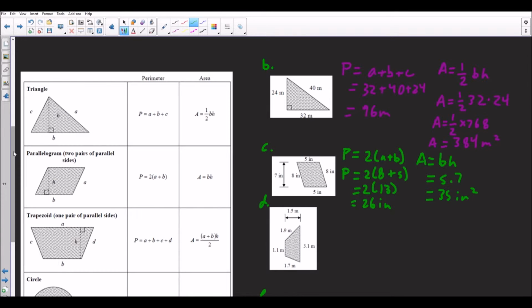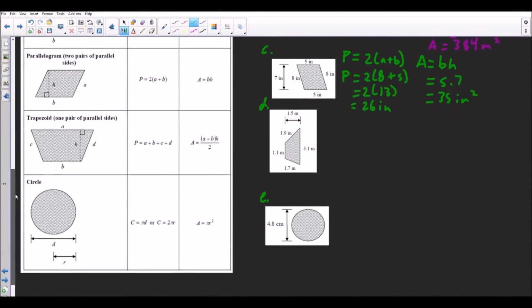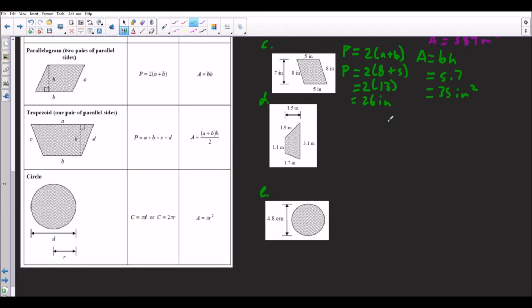Now let's try a trapezoid. Let's take a look here. And you should have all these formulas in your handout already printed out. So you should be good. You should be able to look at here and see, okay, well, that's a trapezoid.